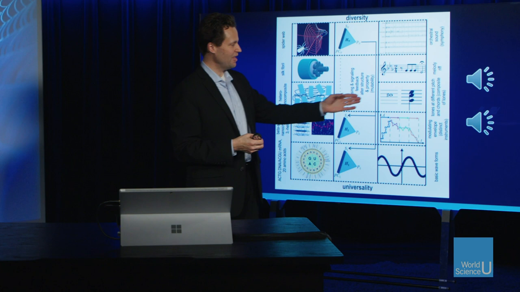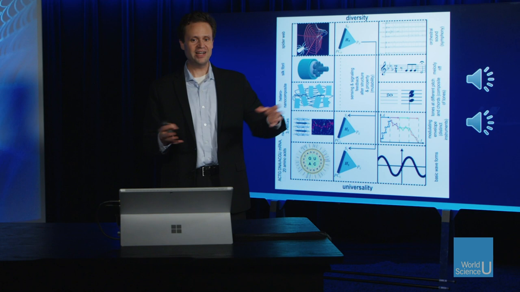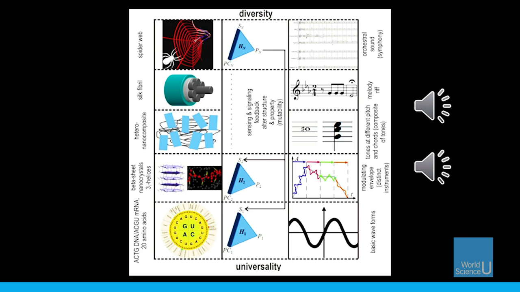Then we have different melodies. We can play different tones, we can play chords, we can play melodies. And finally, especially in classical music, you have many different instruments playing sometimes the same, sometimes different, sometimes very different melodies and harmonies. And that collection of different ideas gives rise to a very complex musical piece.